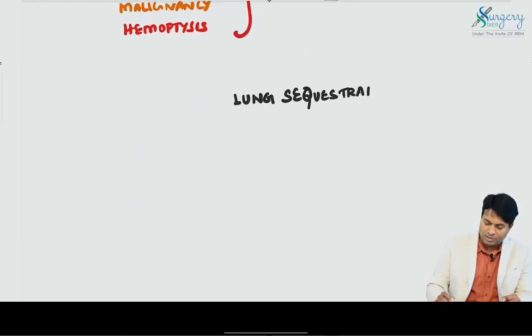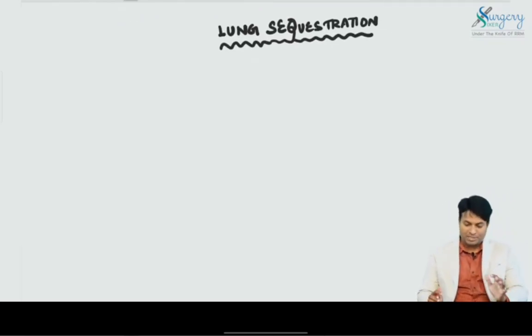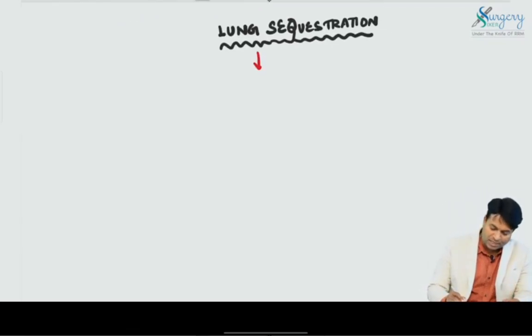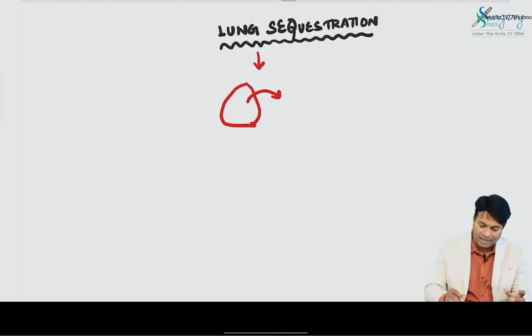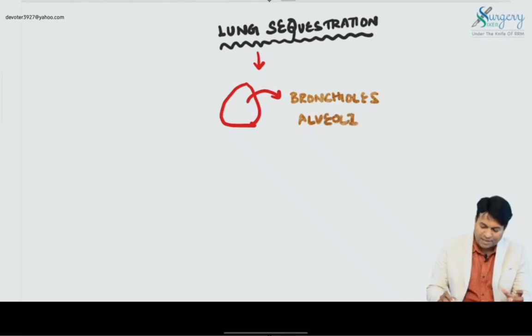This is a very commonly asked exam question, lung sequestration. I am discussing some of the important mediastinal masses, and the next important one is lung sequestration. What is lung sequestration? It is a small piece of lung tissue containing bronchioles and alveoli. Everything is present inside.